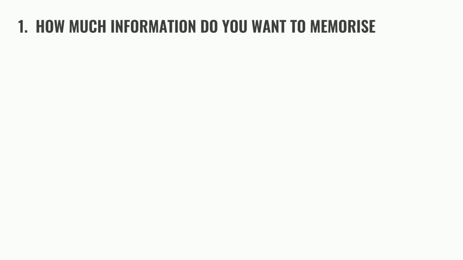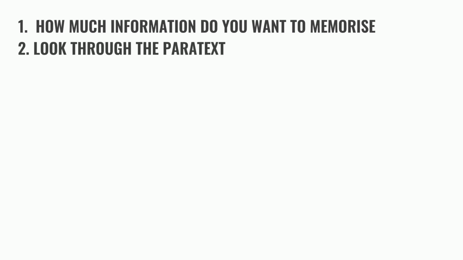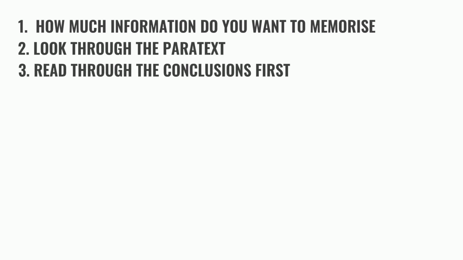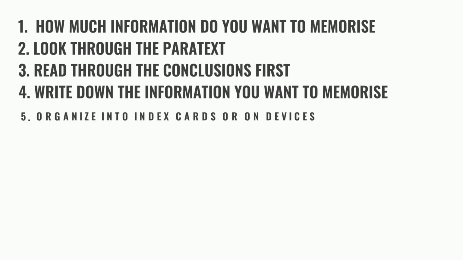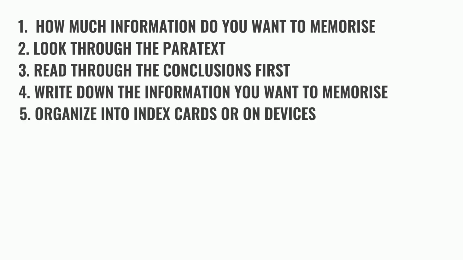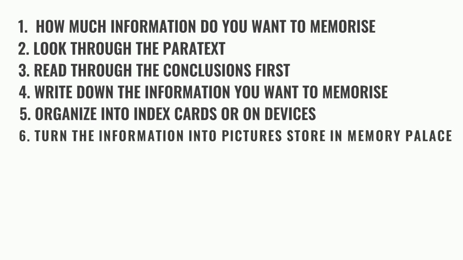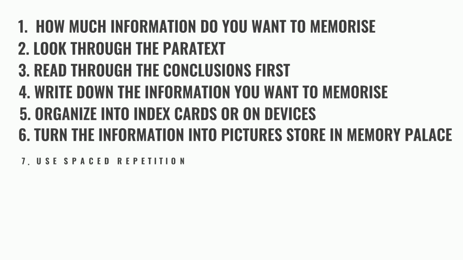So let's go through it again. We want to decide how much information we actually want to remember from this book. Maybe between 3 to 5 pieces per chapter is a good rule of thumb for me. Maybe yours is going to be different. We want to look through all the paratext. Then we want to read through the conclusion first, and then read through the chapter, write down the information that we actually want to memorize, and then filter through to the highest priority ones at the end. Then organize them into index cards or into folder systems within your phone, laptop, tablet, whatever you got. And then turn that information into pictures and assign them into your memory palace using vivid, crazy images. And then make sure to use spaced repetition and recall the information over time.